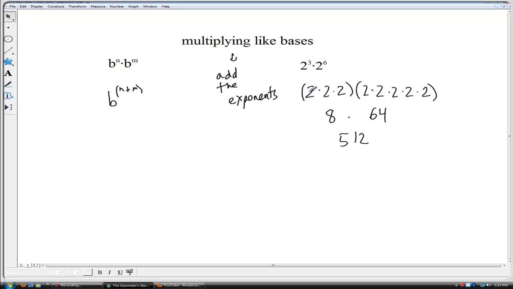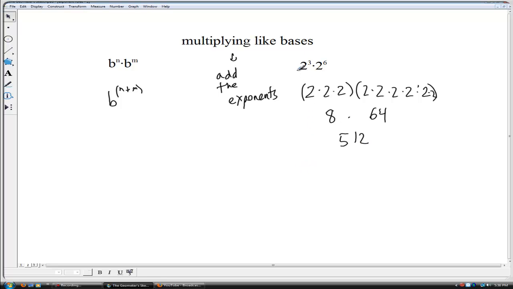2 to the third expands to 2 times itself, right? 3 2's multiplied together. 2 to the sixth, 6 2's multiplied together. 1, 2, 3, 4, 5. One more. There we go. 6. And this is now completely commutative. We could put these in any order and multiply, right? All we're doing is multiplying a bunch of 2's together. But 2 times 2 is 4 times 2 is 8. And if we continued that here, 2 to the 6th is 64. 8 times 64 is 512.